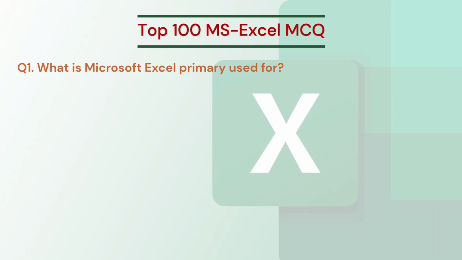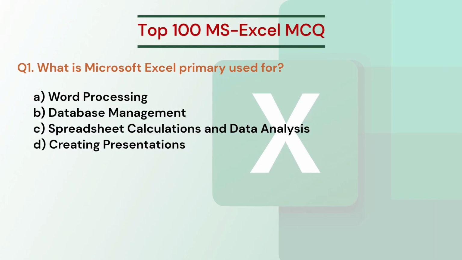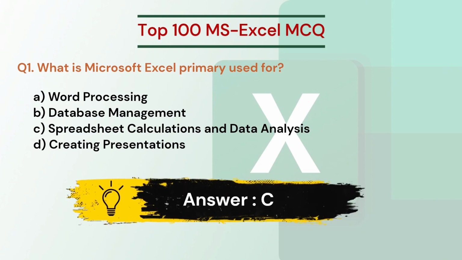What is Microsoft Excel primarily used for? A. Word processing. B. Database management. C. Spreadsheet calculations and data analysis. D. Creating presentations. Correct answer is C. Spreadsheet calculations and data analysis.